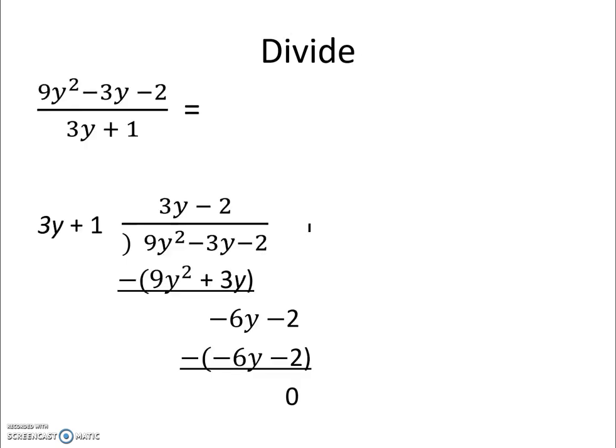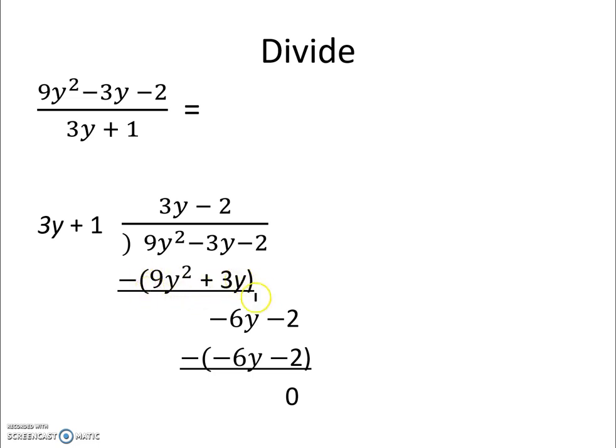Doing another example, a little different with negative signs in it, we have 9y squared minus 3y minus 2, all divided by 3y plus 1. Again, we're going to be doing long division. We're taking 3y plus 1 into this 9y squared minus 3y minus 2. Again, we're always working with this outer term, 3y in this case. 3y times what gets me my 9y squared? Well, of course, it's 3y. So 3y times 3y gives us our 9y squared. 3y times plus 1 is plus 3y.